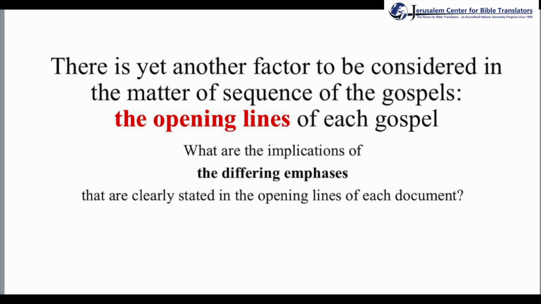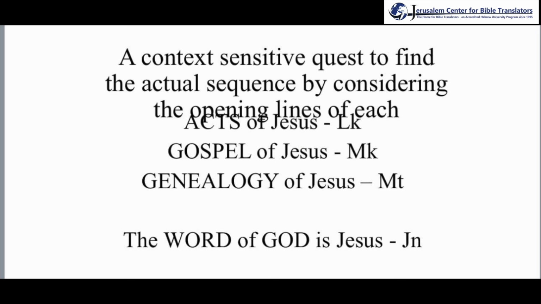And one factor that goes along with this sequence of the gospels is to pay attention to the opening lines. What are the implications of the differing emphasis of each of these four documents? The opening lines. A context-sensitive quest to find the actual sequence by looking at the opening lines. Luke is writing the Acts of Jesus, and later on he writes the Acts of the Apostles.